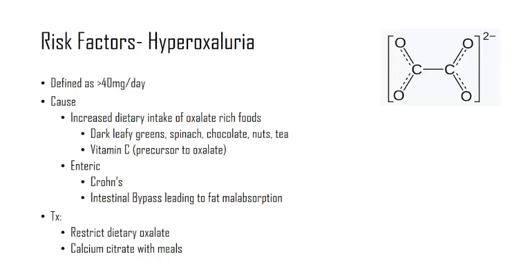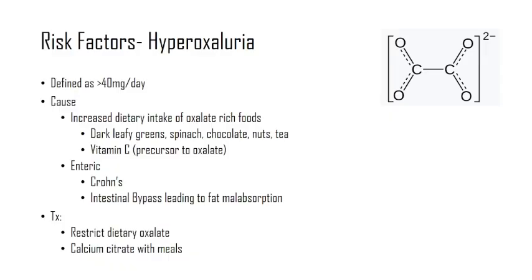In the United States, a lot of patients like to eat vitamin C supplements. Vitamin C can be metabolized by the liver to generate oxalate. And then there are enteric causes of hyperoxaluria, typically classically seen with inflammatory bowel disease like Crohn's disease. In the United States, there are patients that we have that will also undergo gastric intestinal bypass surgery for weight loss. Some of those patients can also have fat malabsorption, leading to calcium binding to the fat, and then the free oxalate is actually absorbed by the gut and then excreted into the urine.